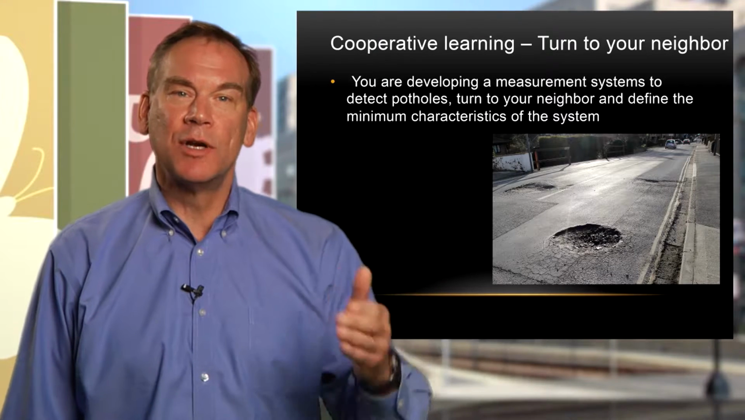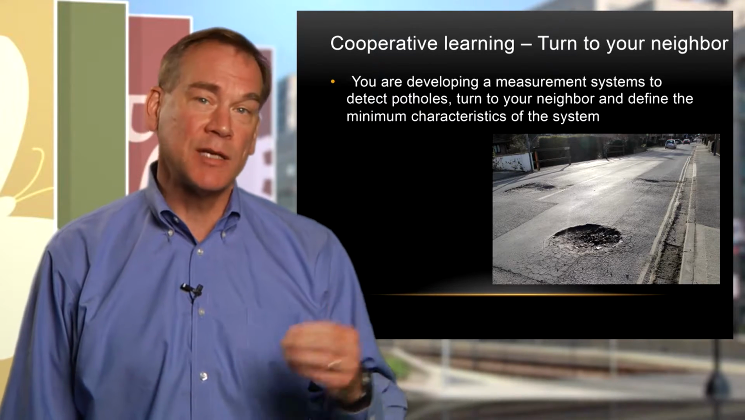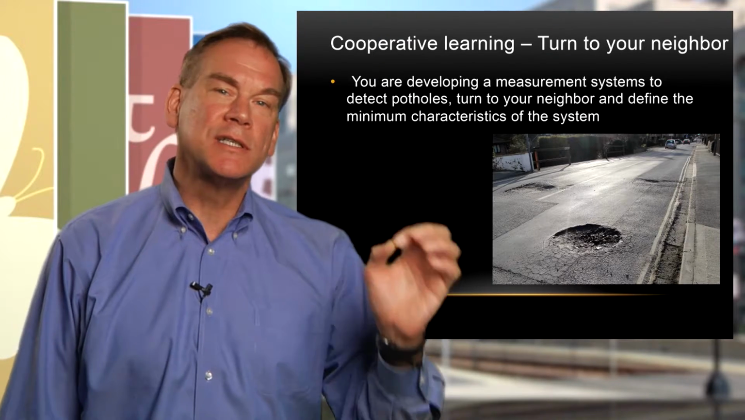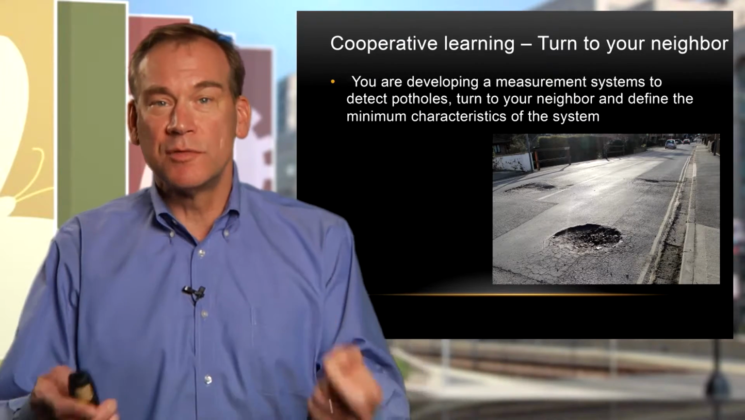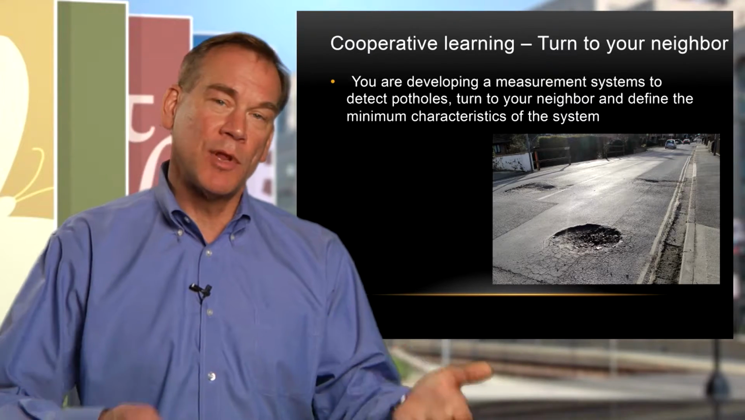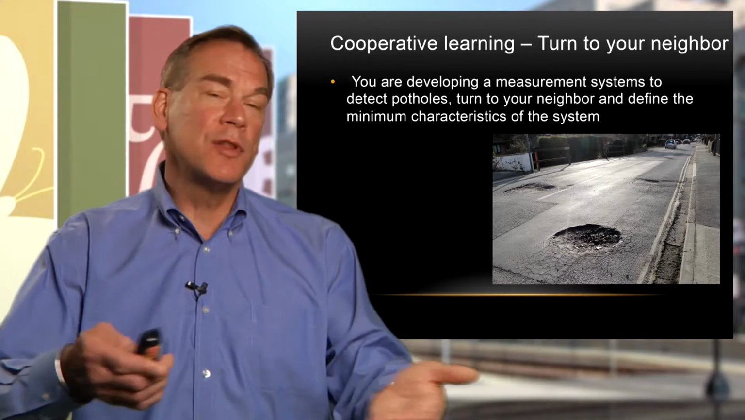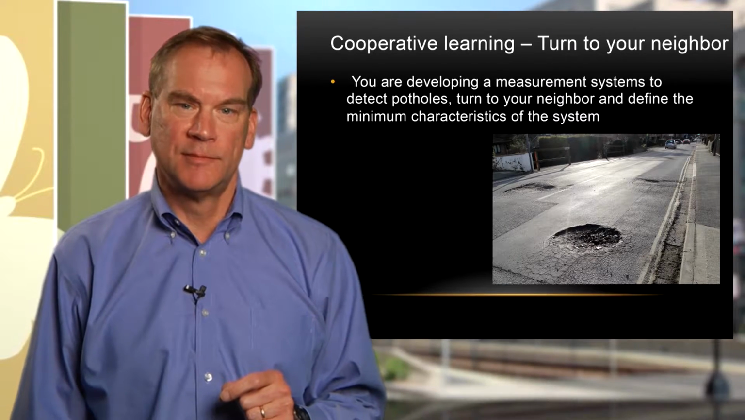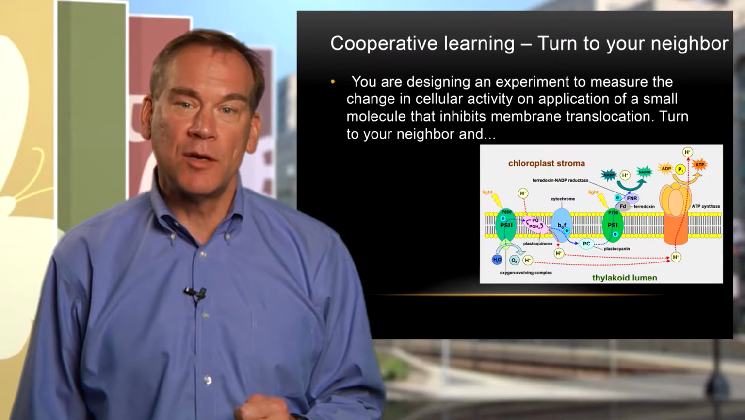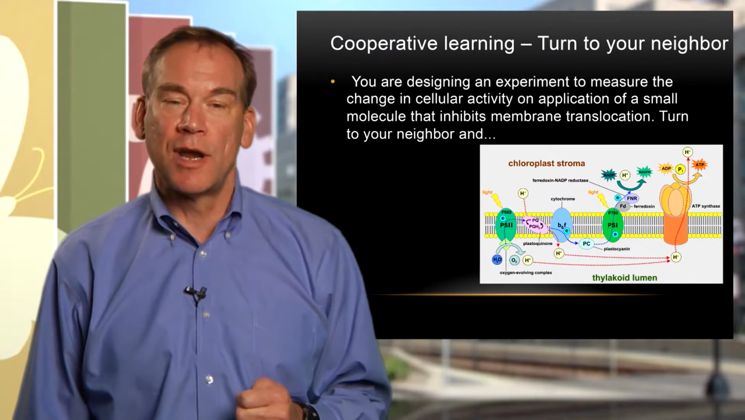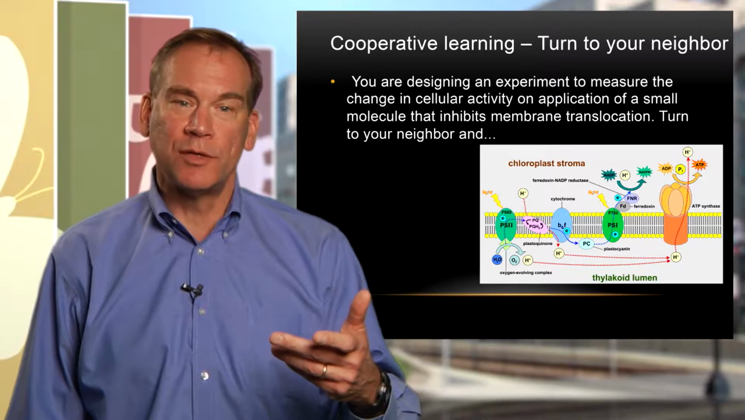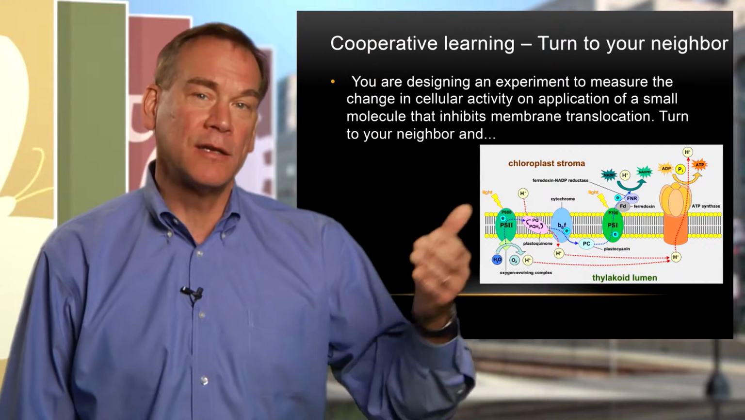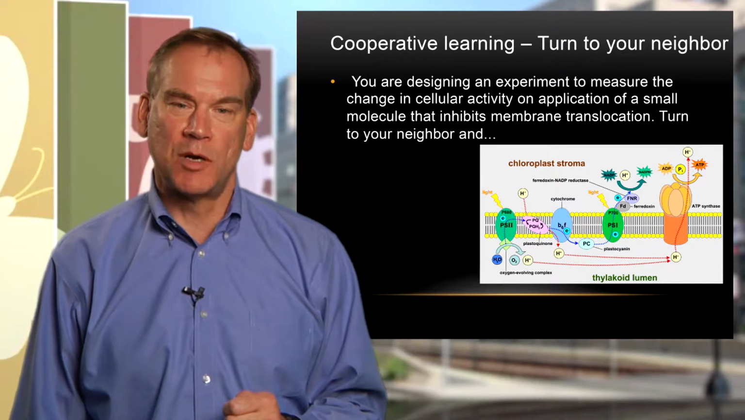Another example that I've used on occasion: turn to your neighbor again. You are developing a measurement system to detect potholes. Turn to your neighbor and define the minimum characteristics of the system. Now your students have to turn to each other and say, okay, I want it to measure depth, or this or that. What are the minimum characteristics? Kind of a short design problem. Or you are designing an experiment to measure the change in cellular activity on application of a small molecule that inhibits membrane translocation. Turn to your neighbor and go ahead and design that experiment.